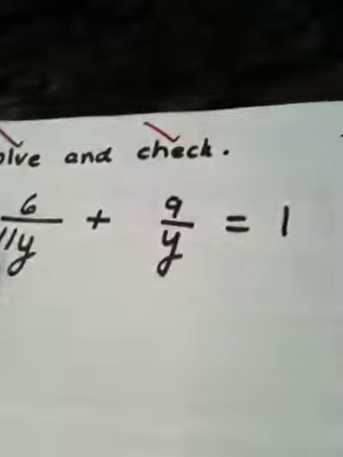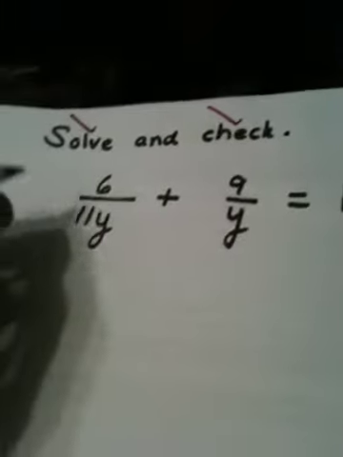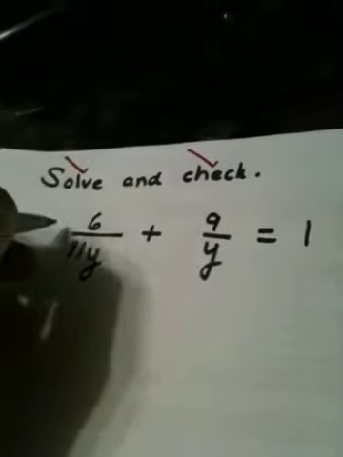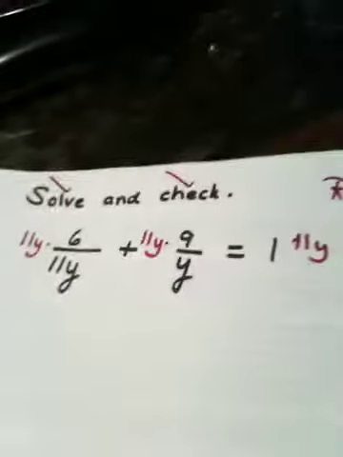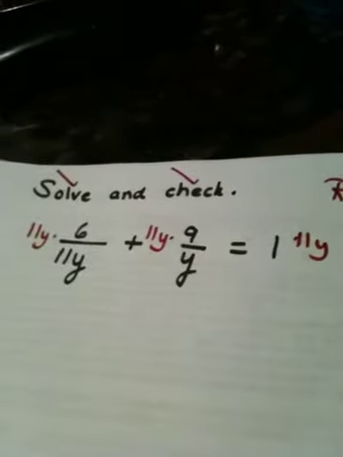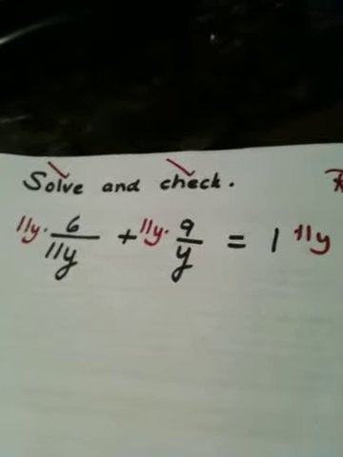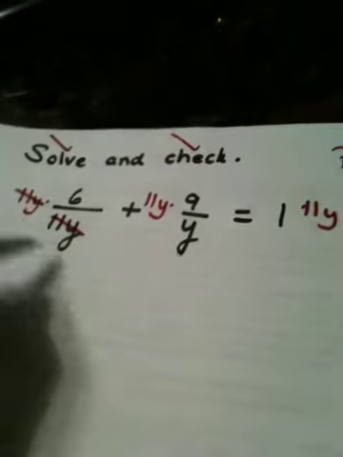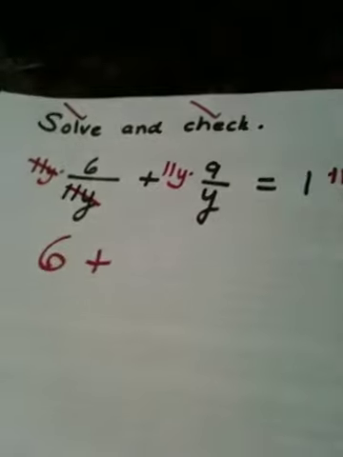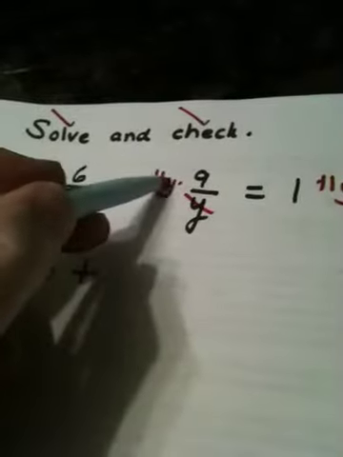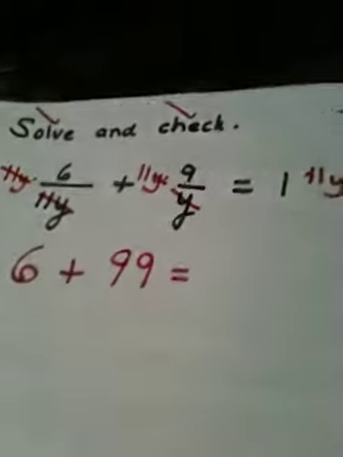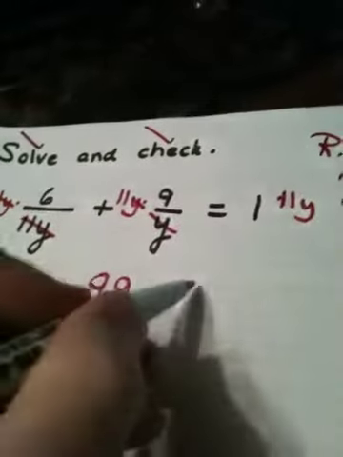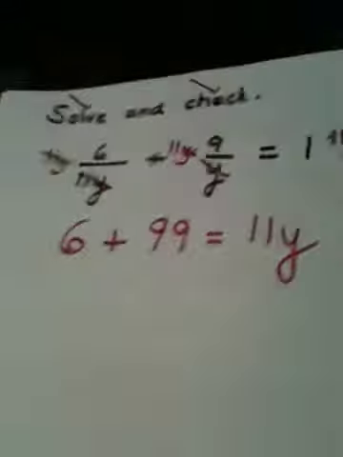my LCD here is 11y, and I'm going to multiply through by it 3 times. Bam, bam, and bam, because I want to clear fractions. I don't want to deal with fractions in an equation. These 11y's are gone, leaving me with 6. This y cancels with this y. 11 times 9 is 99. 1 times 11y is 11y.